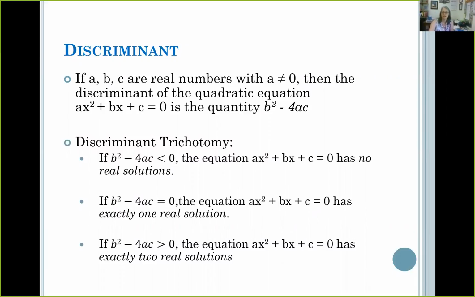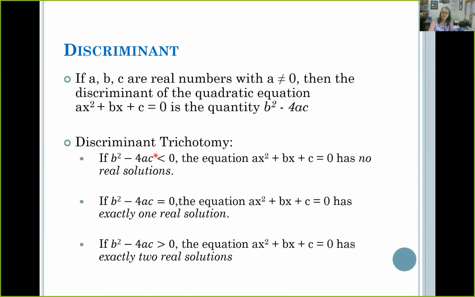So put your quadratic function in general form, ax squared plus bx plus c equals 0. Look at just b squared minus 4ac. We call this the discriminant, and there's a trichotomy around this discriminant. That trichotomy tells us that if we know what the discriminant is, we will know something about our quadratic function, and we'll also know something about its graph.